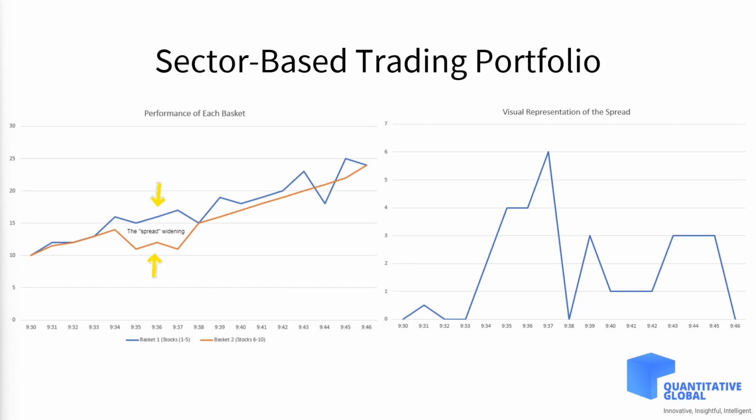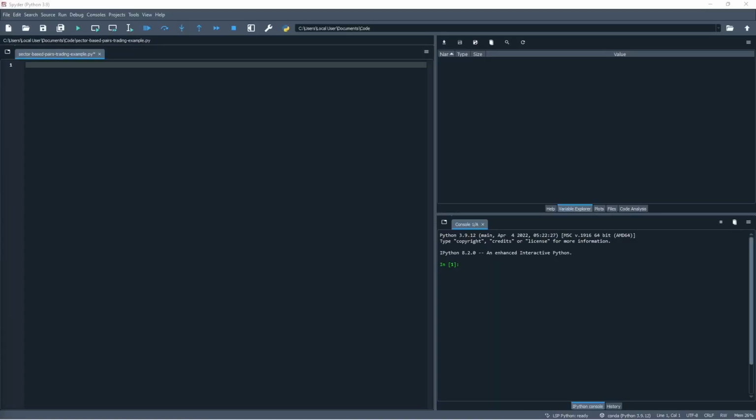Thankfully, the QuantGlobal API handles the bulk of this work for us, and we can get our universe in just a few lines of code. So, let's boot up our Python environment and get started. Let's get started by installing the packages we need. We want to import data, manipulate it, and then finally show it. So all we need is Pandas, matplotlib, and the QuantGlobal package.